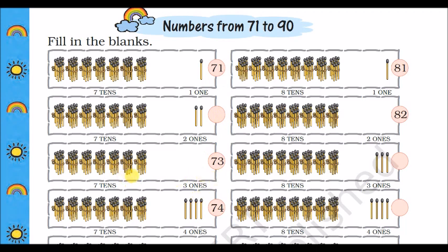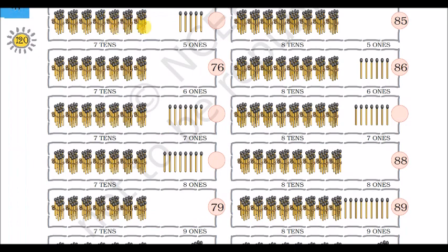7 tens and 3 ones. 1, 2, 3. 7 and 3, 73. 7 tens and 4 ones. 7 and 4, 74. 7 tens and 5 ones. 7 and 5, 75. 7 tens and 6 ones. 7 and 6, 76. You have to draw 6 lines.